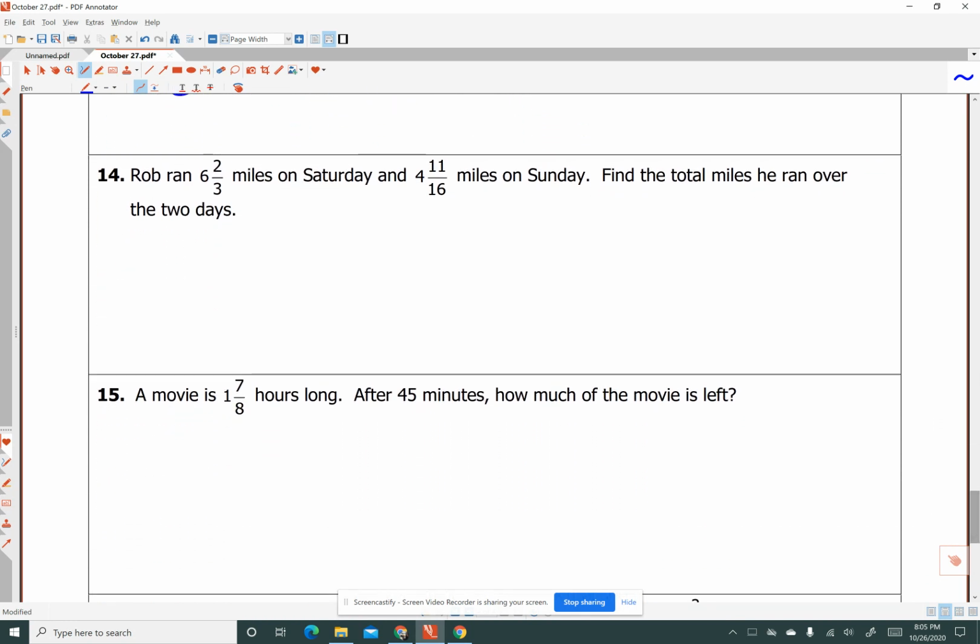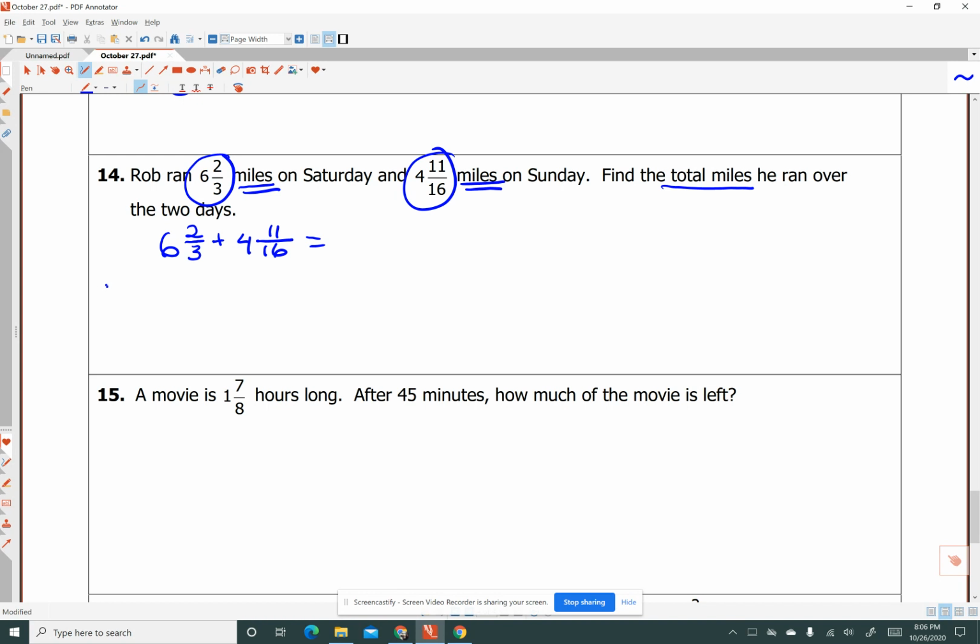Number 14. Rob ran 6 2/3 miles on Saturday and 4 11/16 miles on Sunday. Find the total miles. This is an addition problem. 6 2/3 plus 4 11/16. So we need a common denominator.